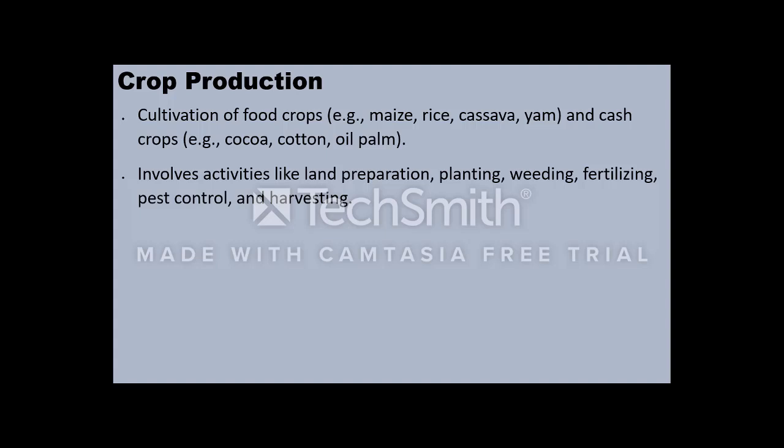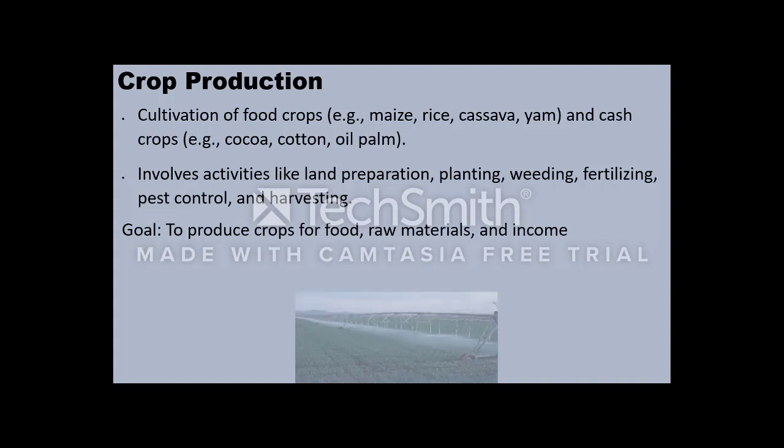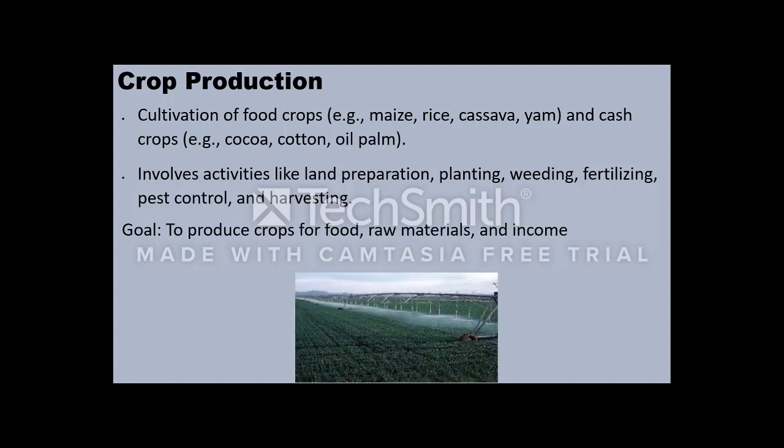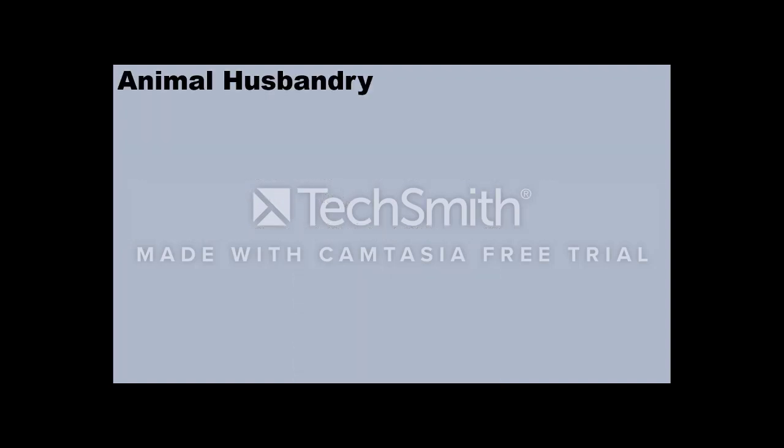And crop production also involves activities like land preparation, planting, weeding, fertilizing, pest control, and harvesting. So the goal of every crop production person is to produce crops for food, raw materials, as well as income. The next one we'll be talking about is animal husbandry.